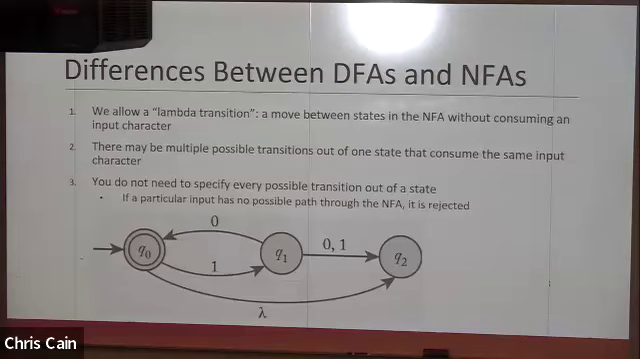We still have final states, we still have edge labels. Those edge labels can only consume up to a single character in the input. I say up to because lambda transitions consume 0. Questions on this image or any of these differences?